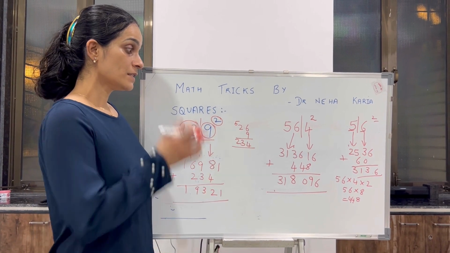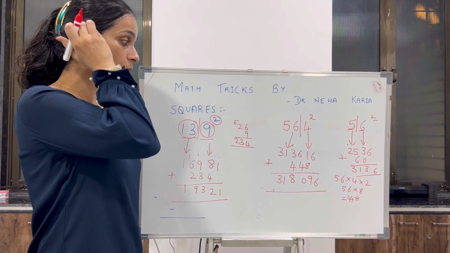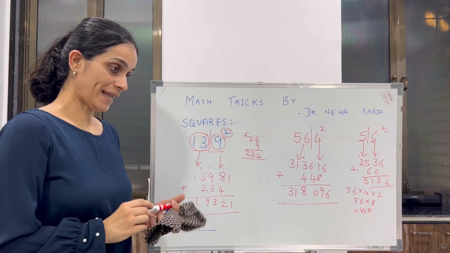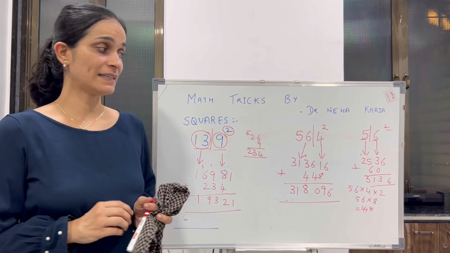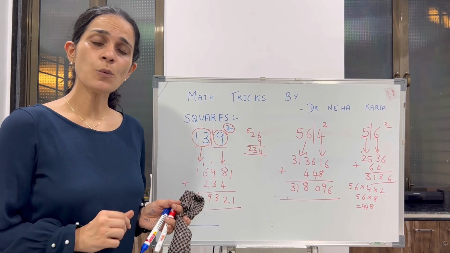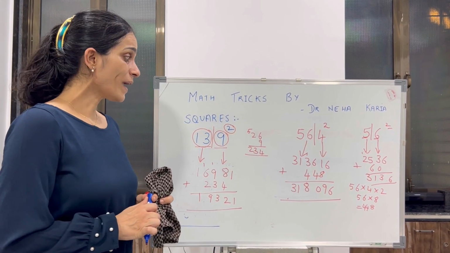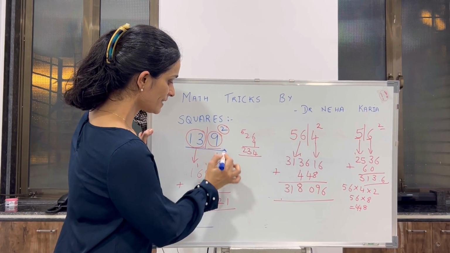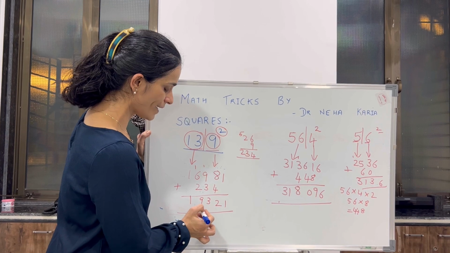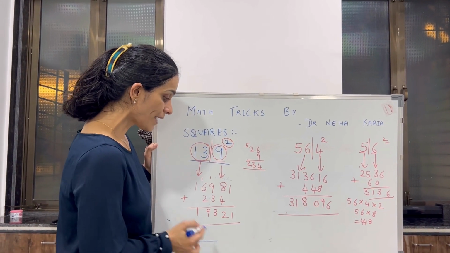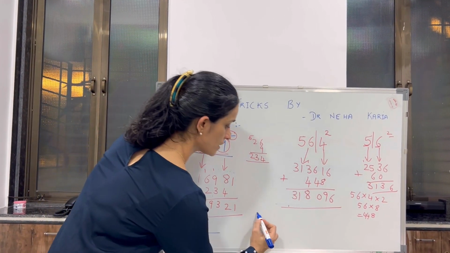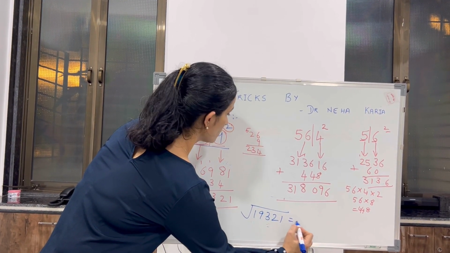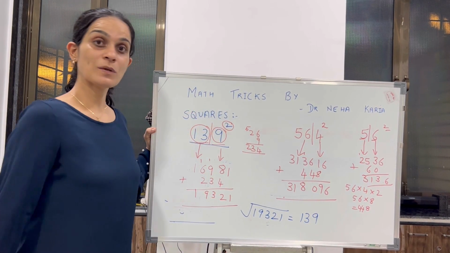Alright, so these tricks are absolutely easy for finding the squares of any numbers. Let's go ahead. Squares we have learned. Let's try to find out the square root. Now what is a square root? So square root is a base number. So for example here, 139 square is 19321. So square root of 19321 is 139. How do we find it?